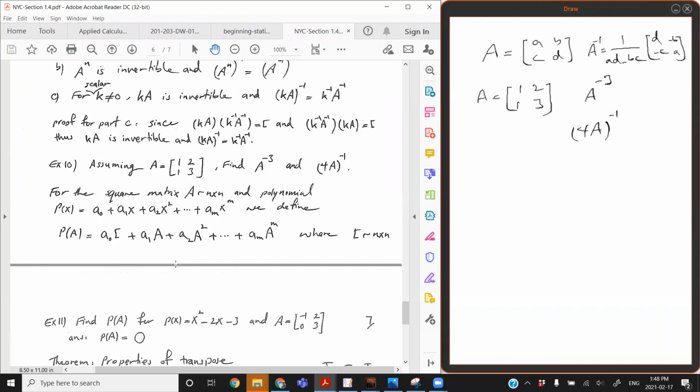So if you look at the previous theorem for this one, you would have to find A inverse and then raise that to the power of 3. And for this one, according to the formula, according to the theorem above, this is going to be 1 over 4 times A inverse. So you would have to find A inverse and then multiply that by 1 over 4. So again, I'm going to give you some time to work on this. 5 minutes.